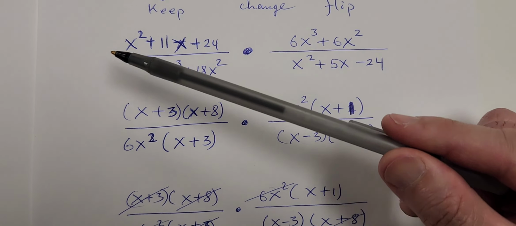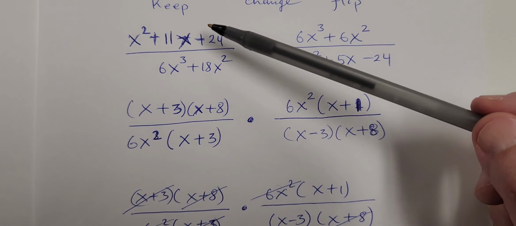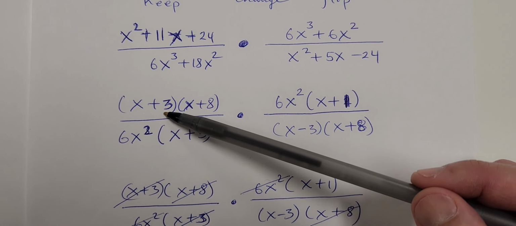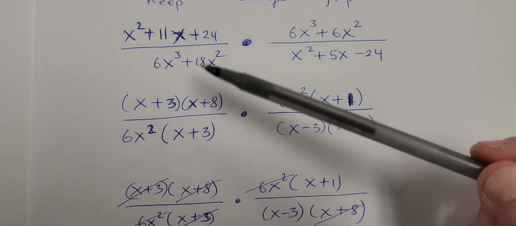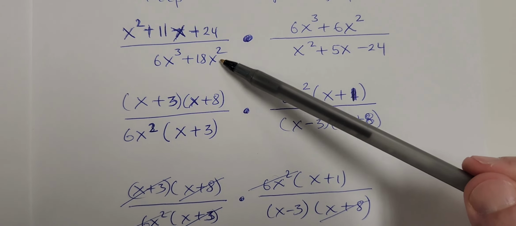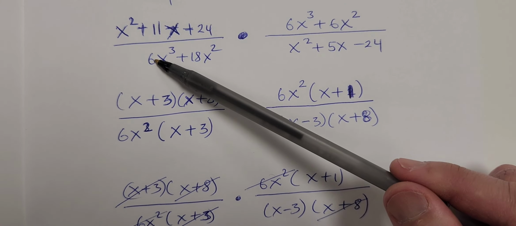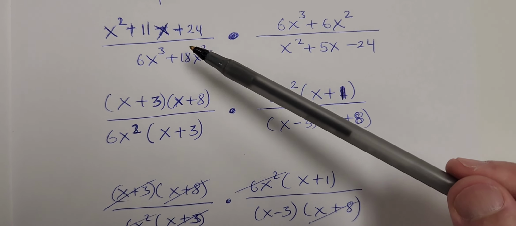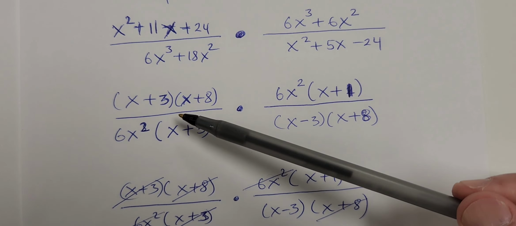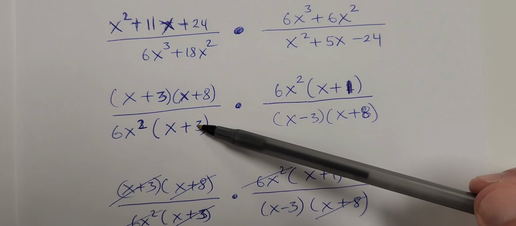Okay, so x squared plus 11x plus 24. The factors are x plus 3, x plus 8. And then here 6x cubed plus 18x squared. I took out a 6 and an x squared. I took out a 6 from here, and also the x squared. So I was left with x plus 3.